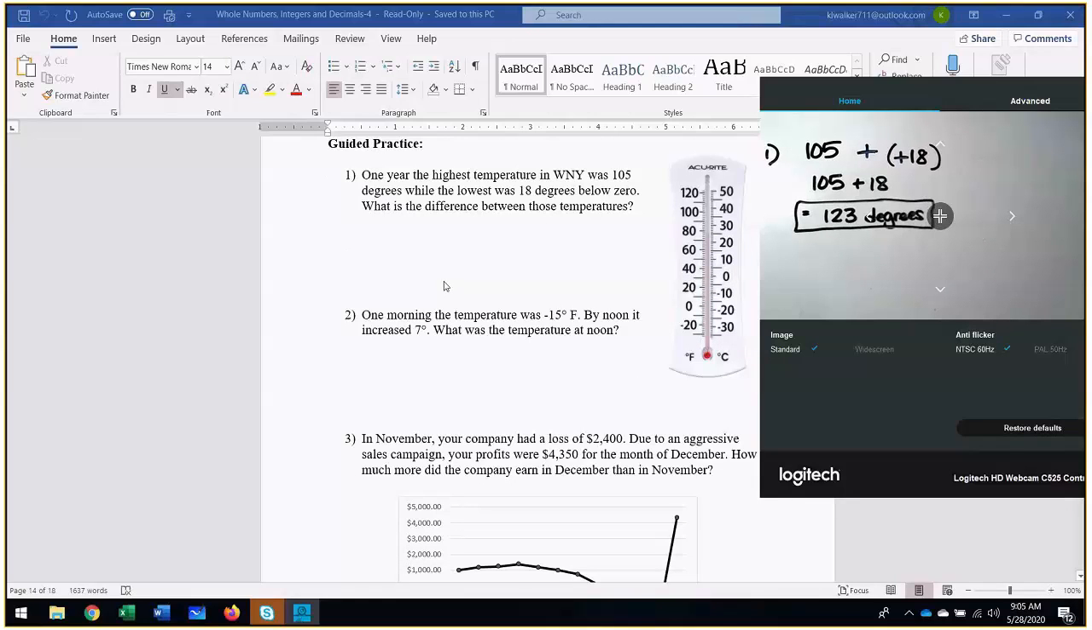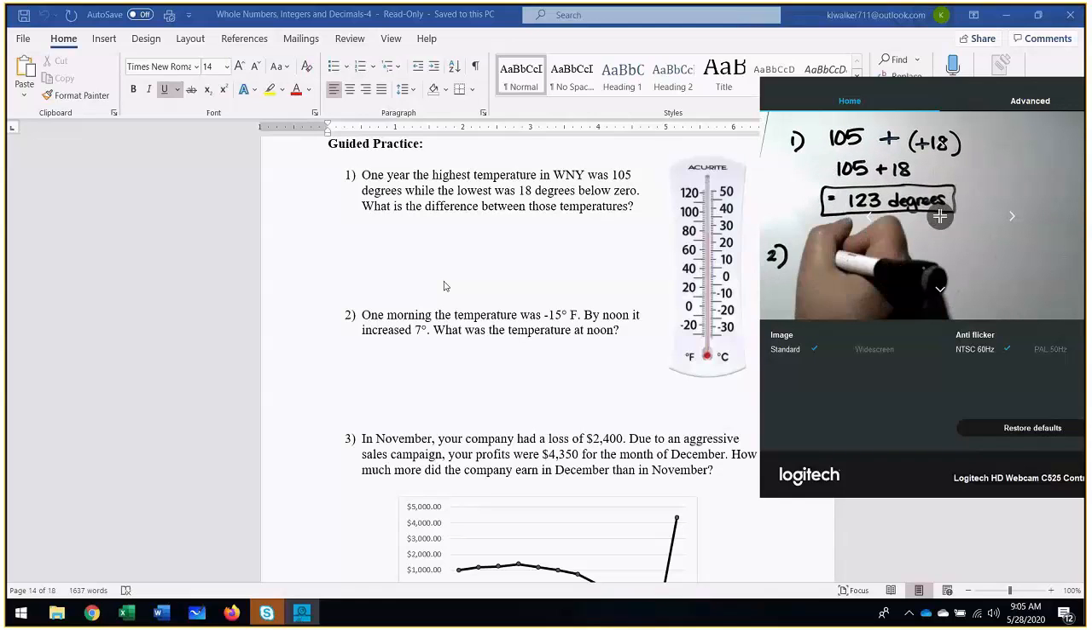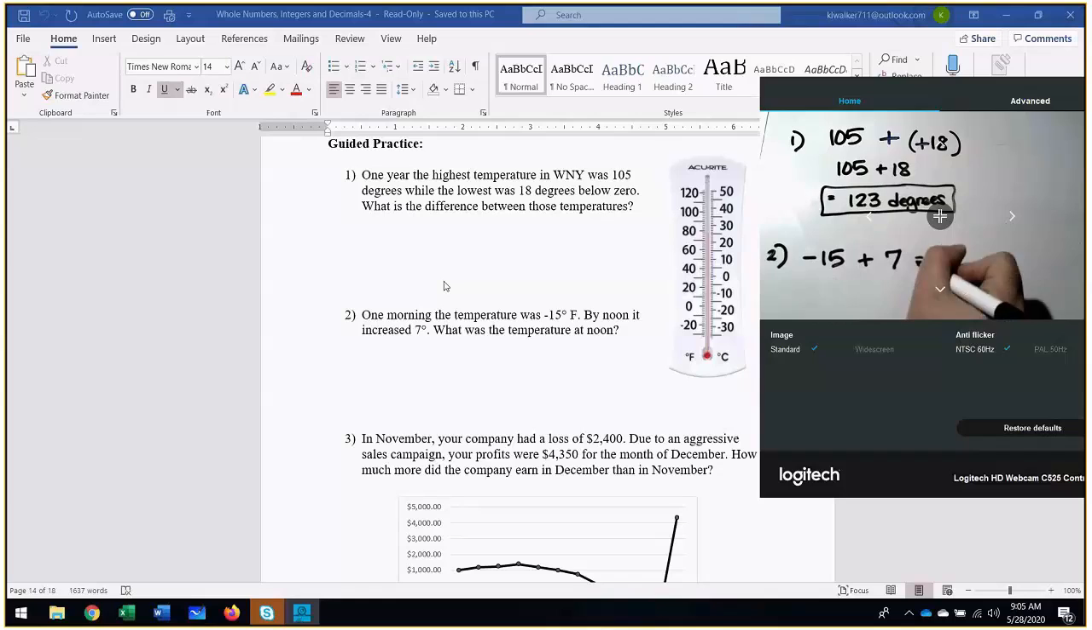Okay, number 2 is very similar. One morning it was negative 15. By noon it increased 7 degrees. And what was the temperature at noon? So you're starting with negative 15. And then increased means plus. So here is your expression. You're adding different signs. So you subtract the values and you keep the sign of the bigger value, which will be negative. So by noon, it's negative 8.